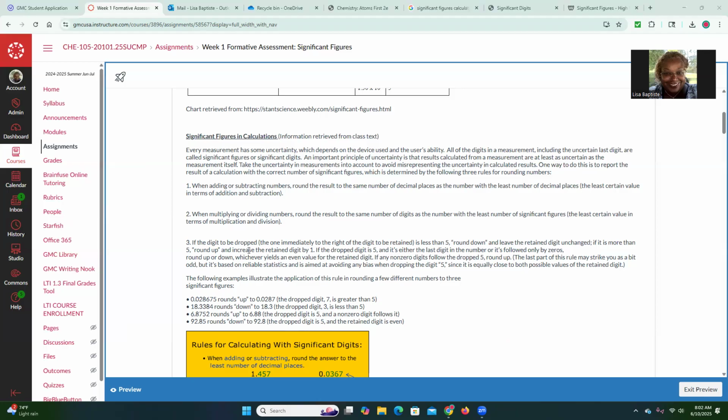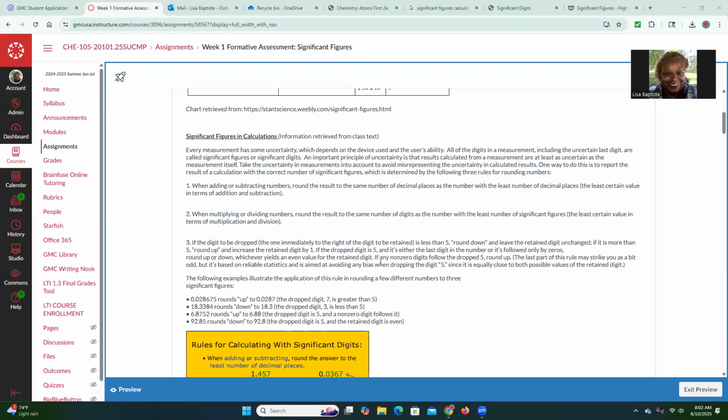So if the digit to be dropped, the one immediately to the right of the digit to be retained, is less than 5, we round down, meaning we keep the number the same. So we leave the retained digit unchanged. If it is more than 5, we round up, so we increase the retained digit by 1.